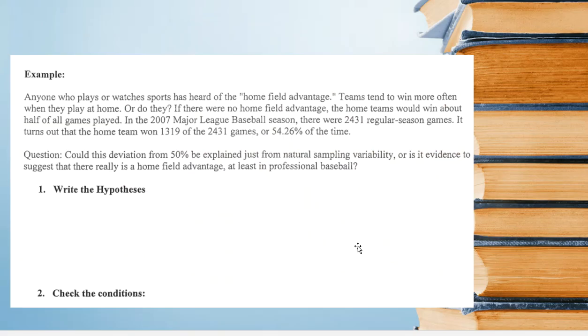All right, so I'm going to have you try this one on your own right here. Take a minute to read this about Major League Baseball teams. We want to know if they have a home field advantage. In 2007, there were 2,431 regular season games. It turns out that the home team won 1,319 out of the 2,431, or 54.26%. So we want to know, is this deviation from 50% just natural sampling variability, or is it evidence that the home team actually has a home field advantage?